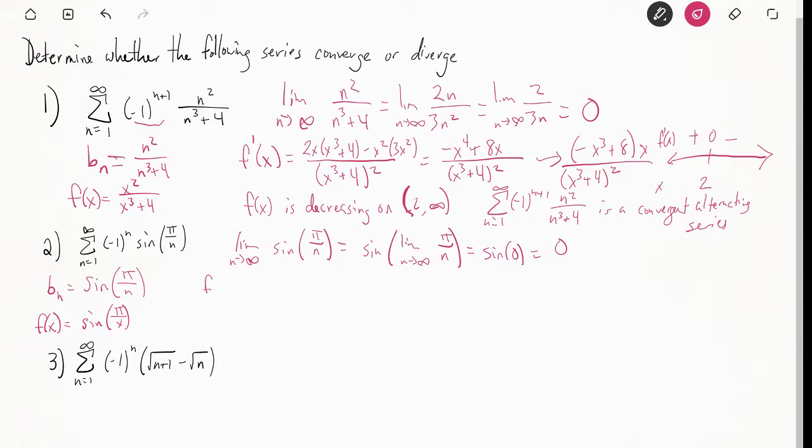Then that means f prime of x, this is going to be an easier derivative for us. What do we get? Well, we'll get cosine of pi over x times, notice this is pi times 1 over x, so this is pi times negative 1 over x squared, which is the same thing as negative pi cosine of pi over x, and all that's over x squared.